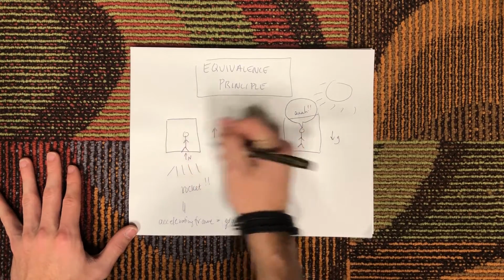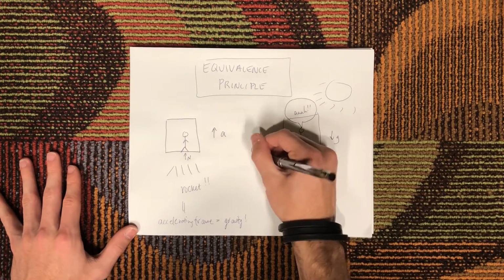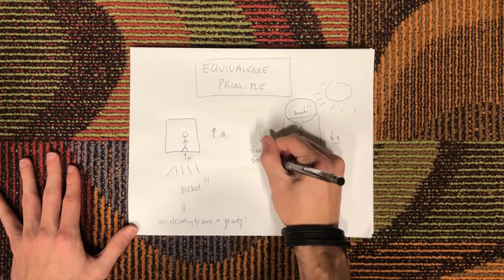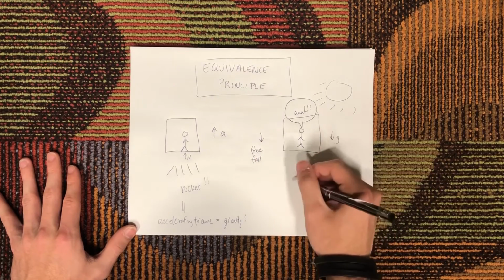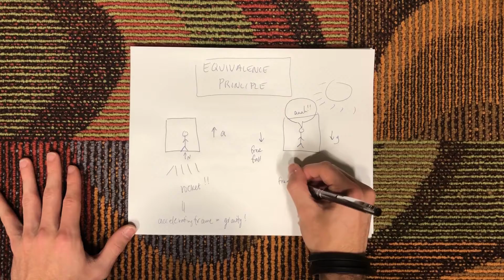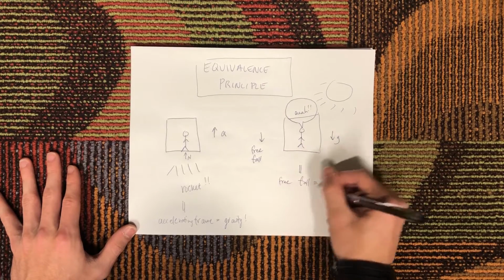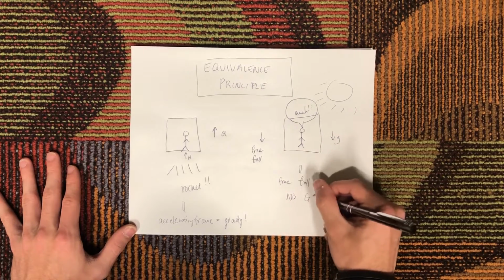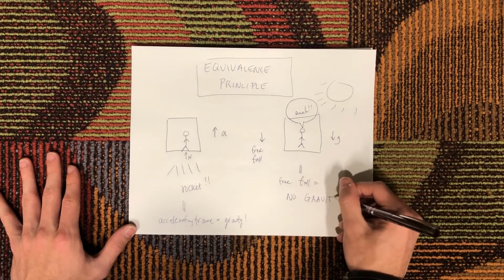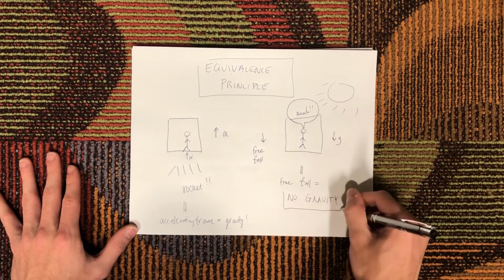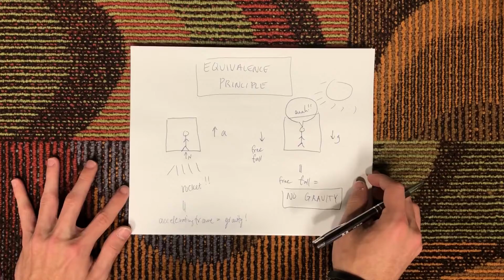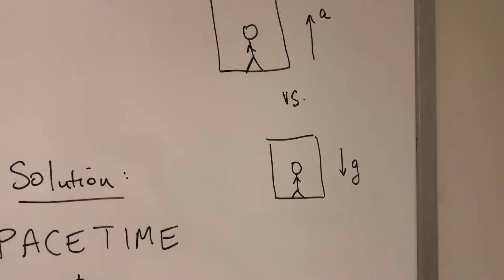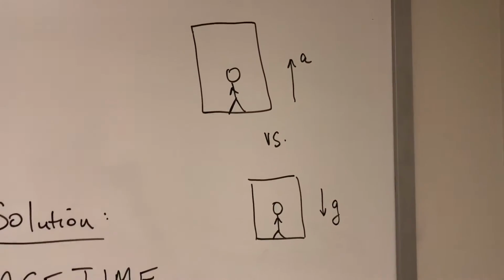And on the flip side, let's say you're in an elevator in free fall. That's the bottom scenario over here. You're in free fall, with gravity at 9.81 again. You won't be able to tell the difference between that and no gravity. So free fall is completely equivalent to no gravity. And if you stop to really think about it, this makes a whole lot of sense.